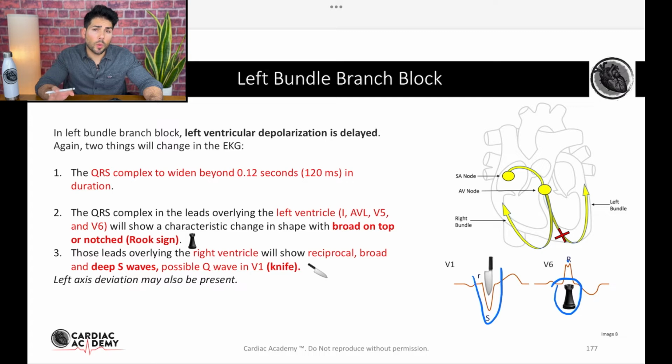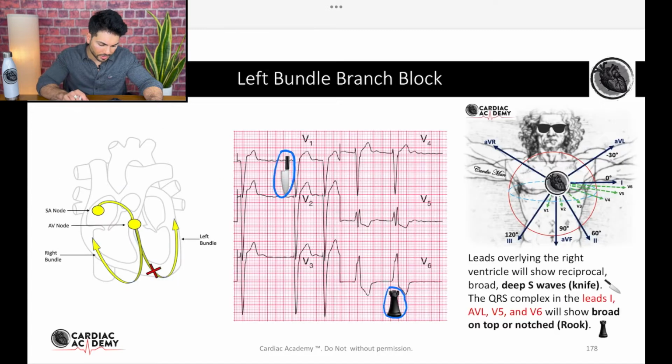So we said right bundles are upright, while left bundles are negative, okay? You can see that here. Just remember the right bundle branch block is the bunny ears, the left bundle branch block is the knife, okay? That's gonna be probably the easiest way to tell them apart, okay? The rook sign is also something you can look for, but V1 is where the money is. Bunny ears, upright, right bundle, negative, knife, left bundle, okay.